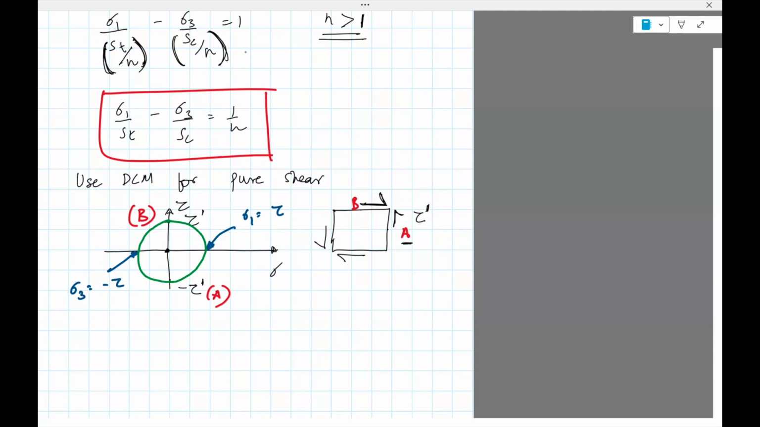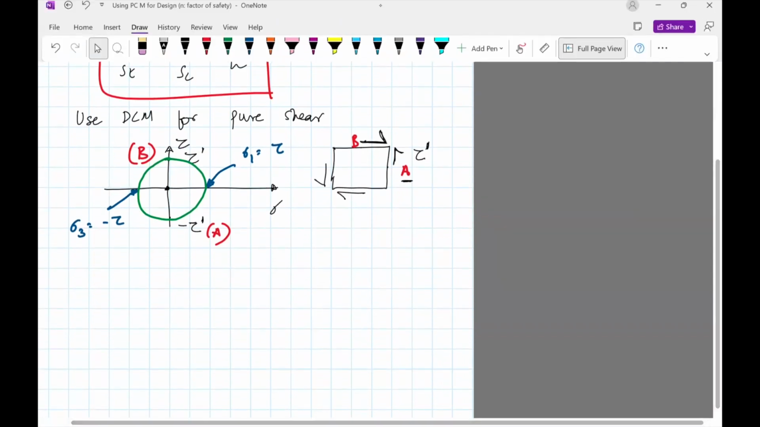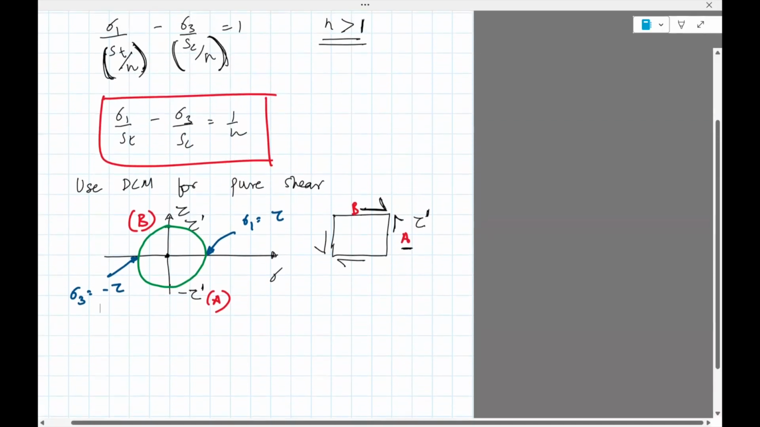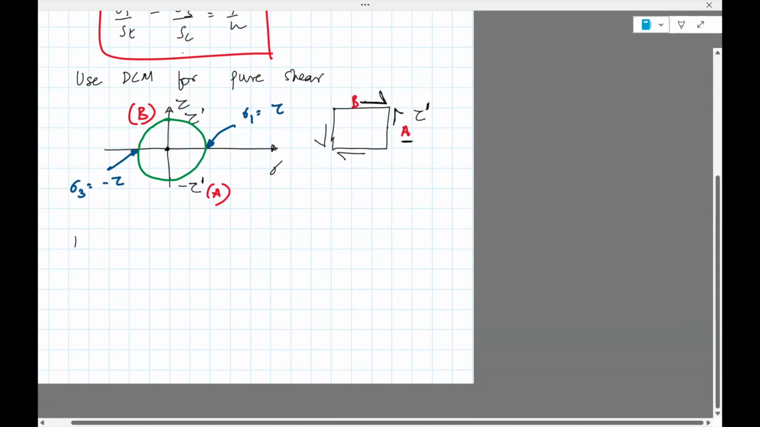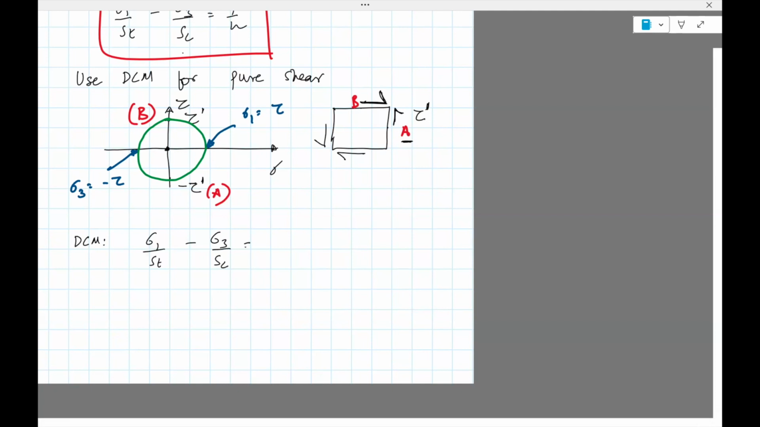It's sigma 3 because the minimum stress should be sigma 3. The second stress is going to be 0 because it's a plane stress condition. So we have tau prime and minus tau prime. And so we've pretty much figured out what we needed for this theory, right? We want sigma 1 and sigma 3, which we've got. So now per DCM, sigma 1 divided by ST minus sigma 3 divided by SC equals 1.